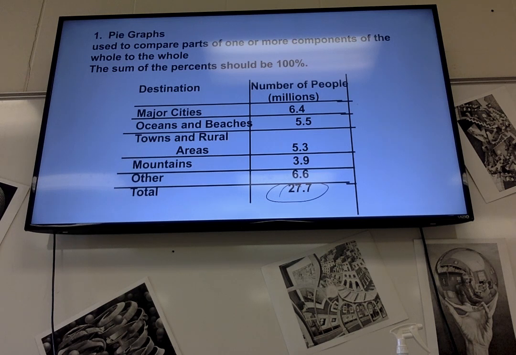Okay, so these are people that were asked where they wanted to vacation. Some people said, you know, Washington, D.C. or New York City or Paris, major cities. Some people said oceans and beaches. That would be where I would want to go. Some people said towns and rural areas.